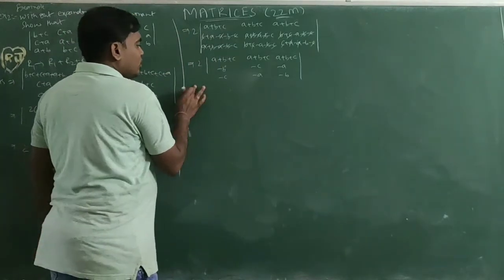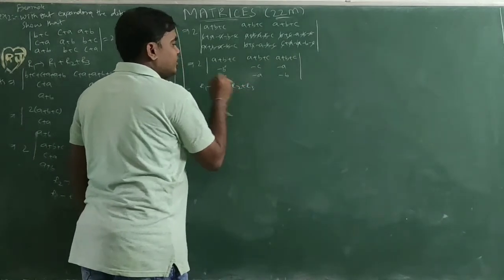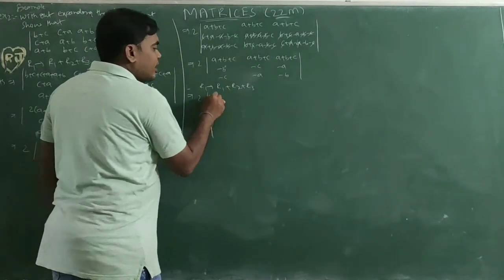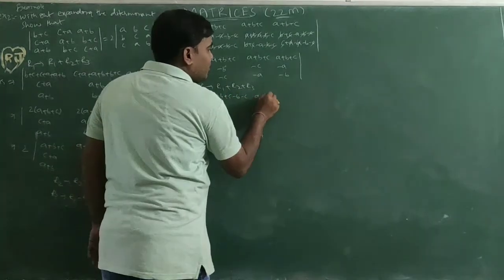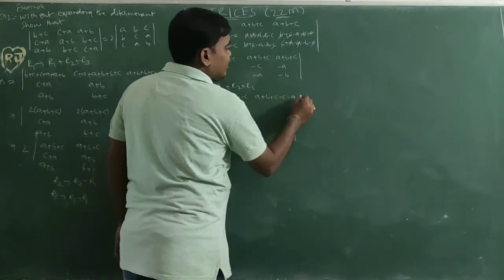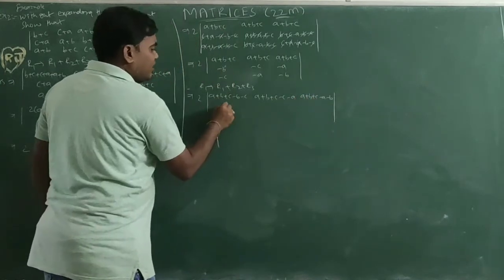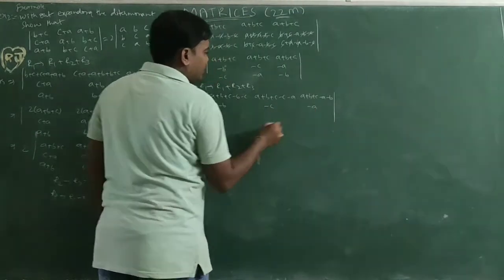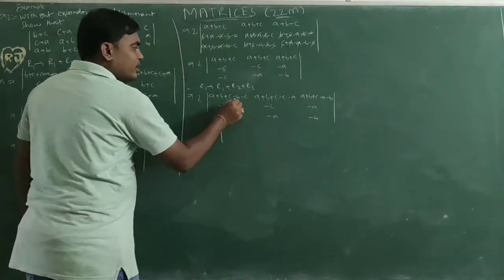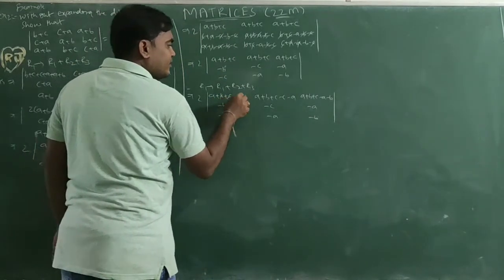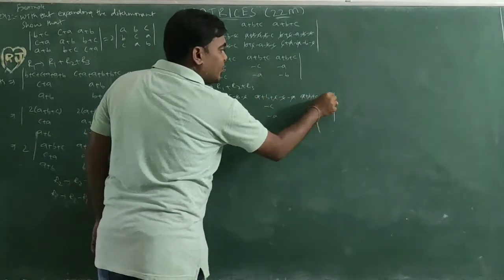So R1 changes to R1 plus R2 plus R3. So 2 into A plus B plus C minus B minus C. A plus B plus C minus C minus C. A plus B plus C minus A minus B. So what remains is minus B minus C minus A minus C minus A minus B. So in this B cancels, C cancels, C cancels, A cancels, A cancels, B cancels.